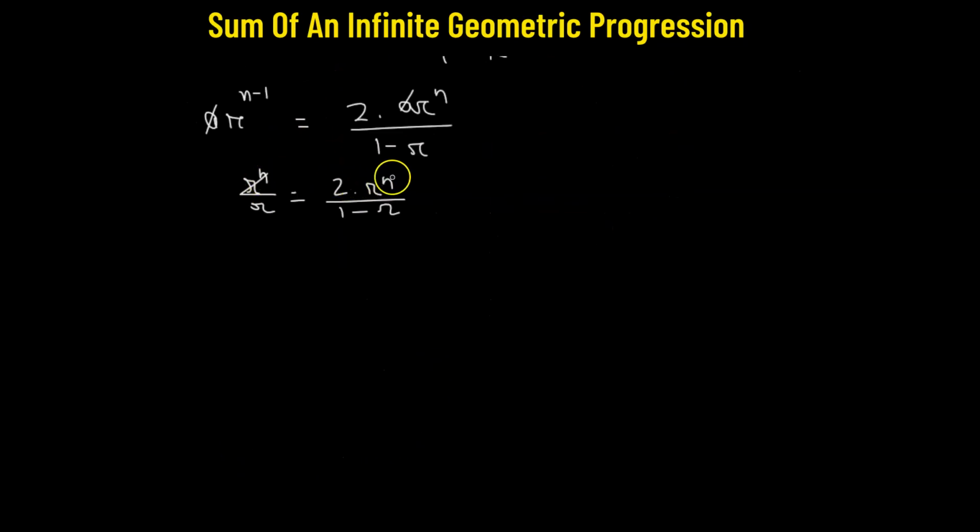We have r raised to the power of n on both sides, and this gives us 1 over r equals 2 over 1 minus r, which will be 2 times r equals 1 minus r, or 3r equals 1. So that gives us r value equal to 1 over 3. So this is going to be the common ratio.